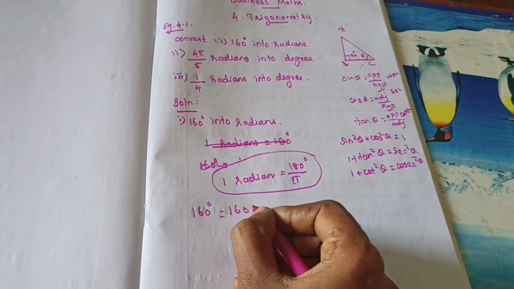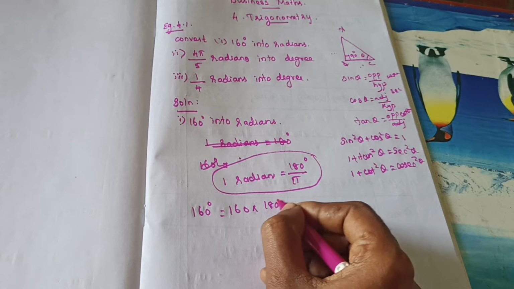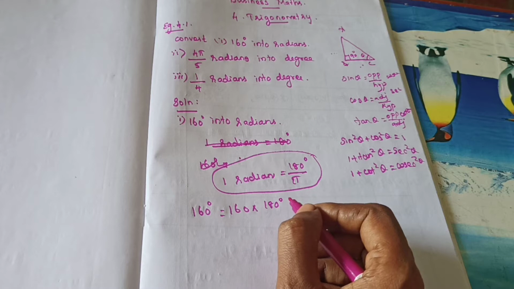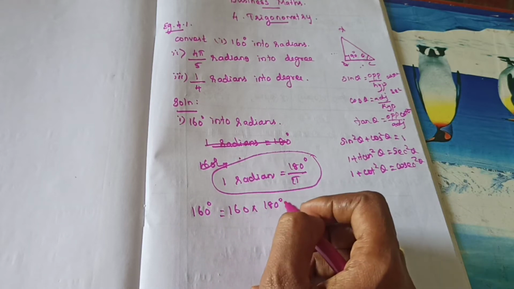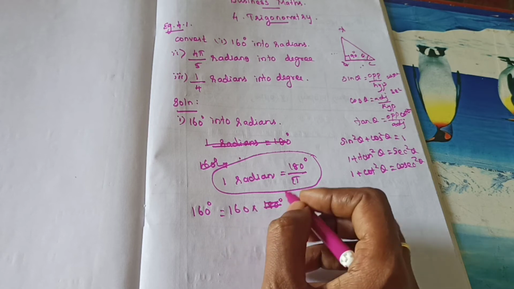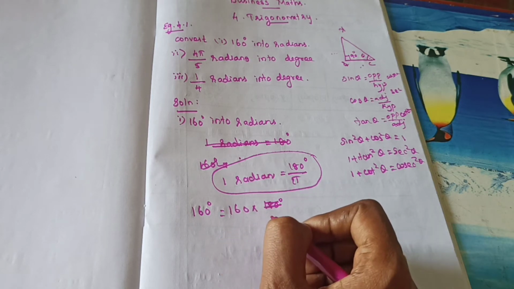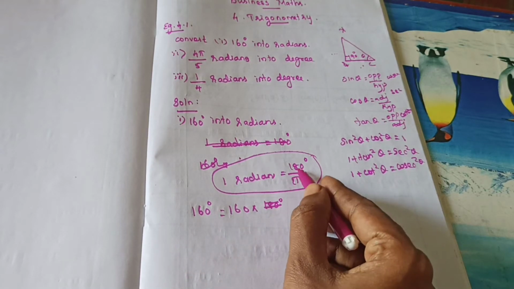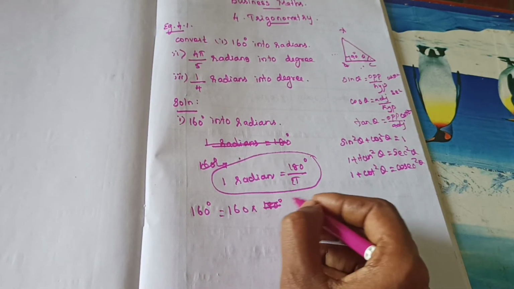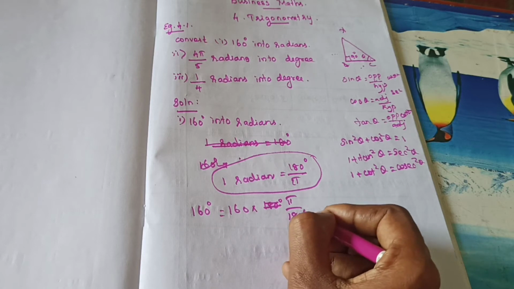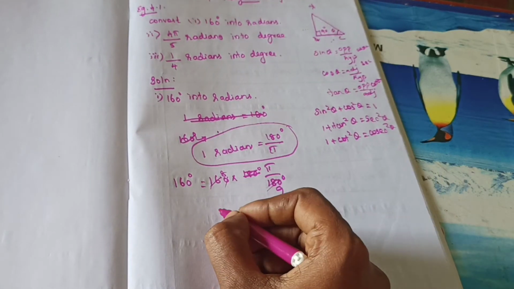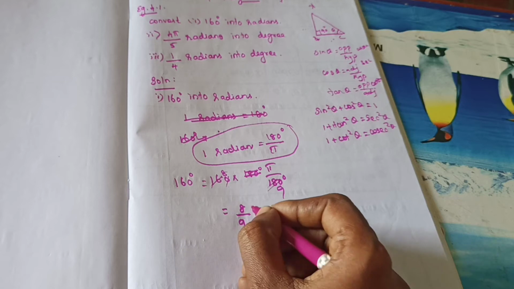160 degrees equal to, if you need to convert to radians, what will you do? We will multiply, into 1 radian. So 160 degrees into pi by 180. We won't write 180 by pi, because we need to convert this to radians, so oppositely it is pi by 180. Here it will be cancelled, and it becomes 8 by 9. So the radians value is 8 by 9 pi.